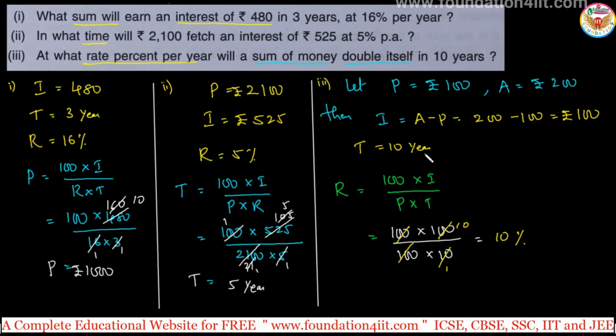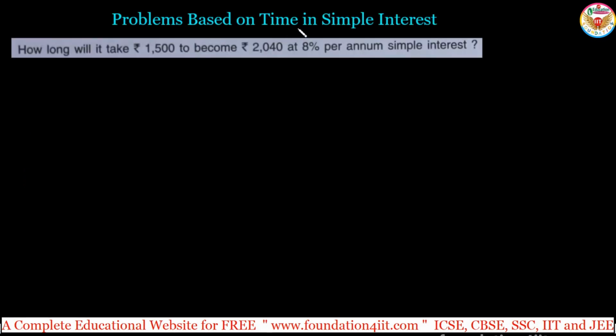You can take these similar problems with the algebraic method: take x, and the amount should be 2x. In the same way, you'll get cancellations. So this is also one way you can solve these problems. Let us see some more algebraic questions in another topic in this chapter: problems based on time in simple interest. Let us see one question based on time, and another question also.